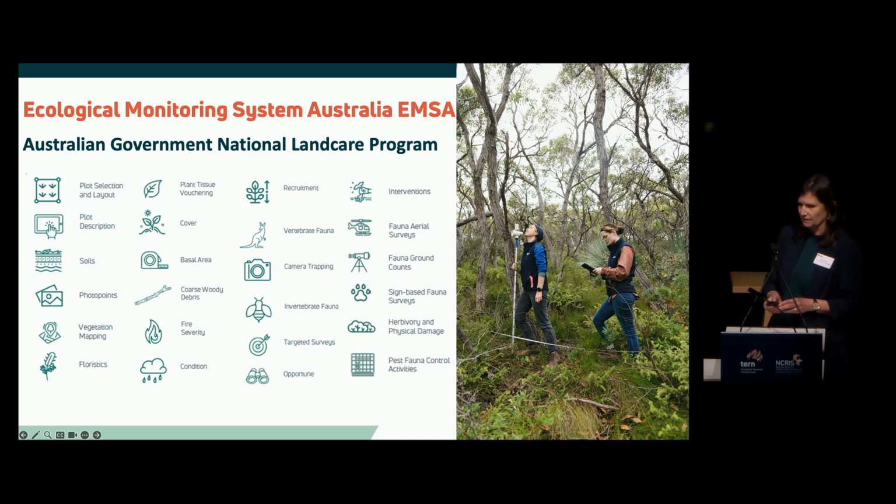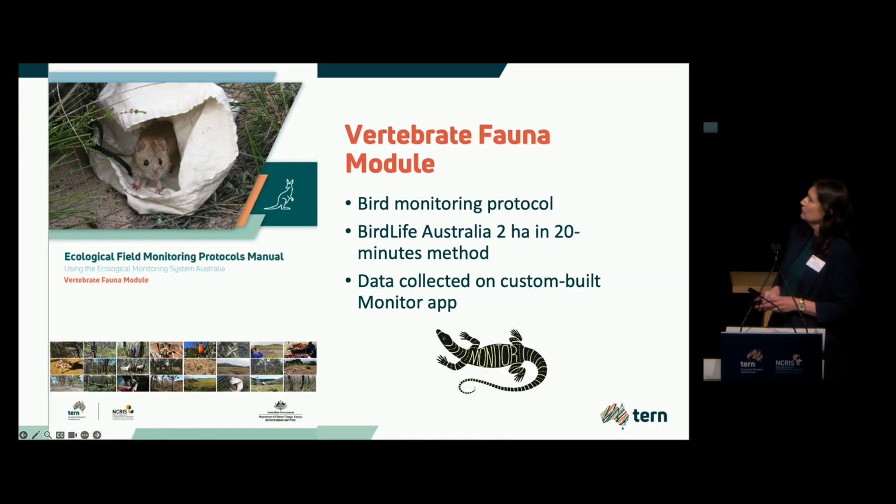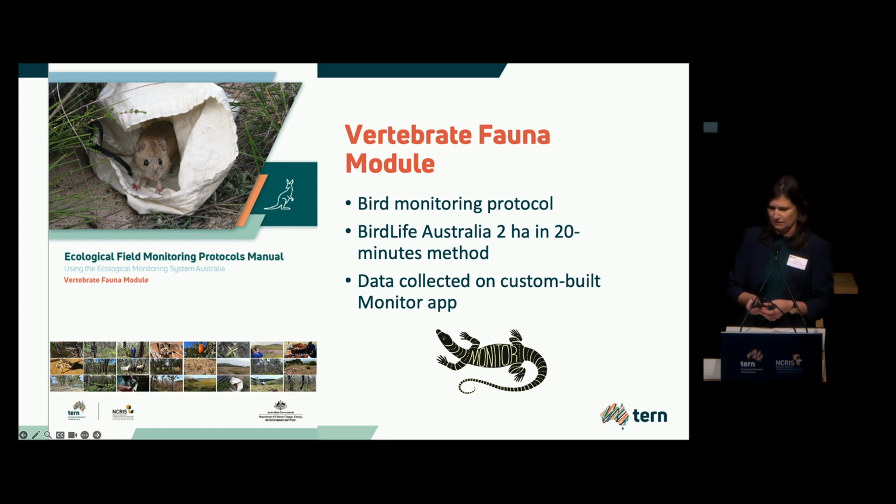And so for the Citizen Science Project, we wanted to look at the vertebrate fauna module, and in particular the bird monitoring protocol within that. That protocol is based on BirdLife Australia's 2 hectares in 20 minutes survey. And I also should say that as part of these protocols, our tech team in Adelaide are developing a custom-built app that will allow the NRM regions, so on-site ecologists and consultants, to collect all of the data in a standardised way and feed it through to a central database eventually. So we've been beta testing that with the citizen scientists too.